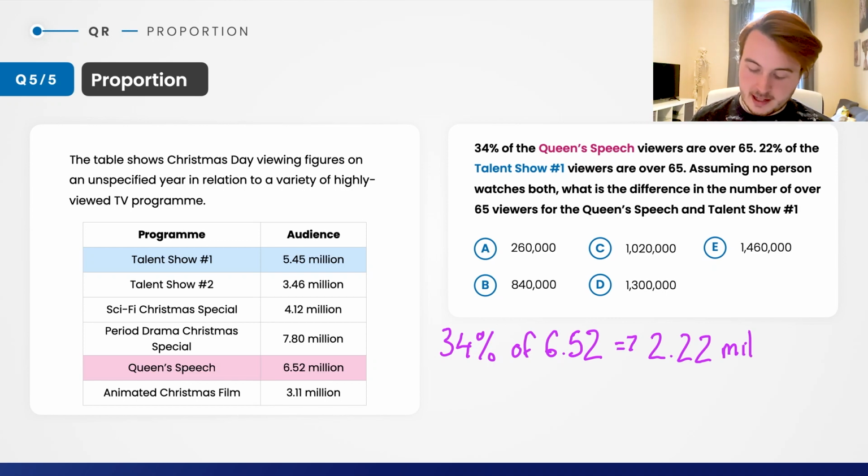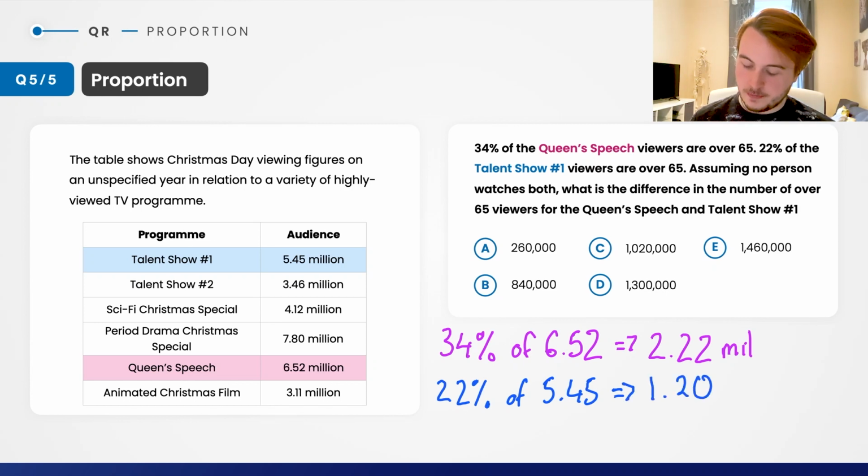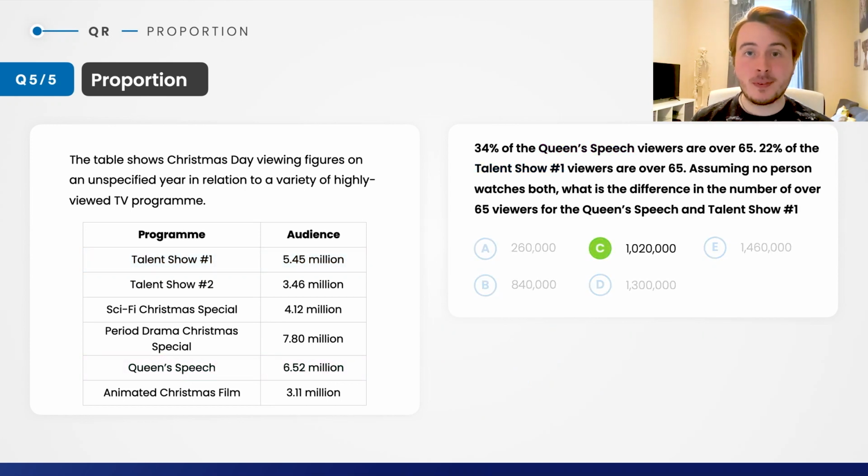And then for talent show number 1, we've got 22% of that 5.45 million, which if we pop into our calculator is going to get us out 1.20. Take our difference there, we're going to get 1.02, and bear in mind that that's still in millions, so 1.02 million is going to be the same as answer option C, 1,020,000 of our golden oldies watching the difference between these two shows.